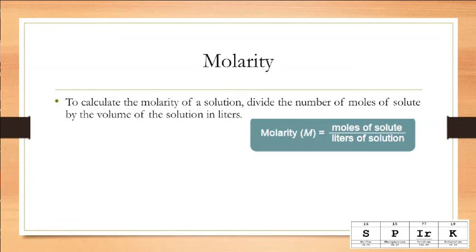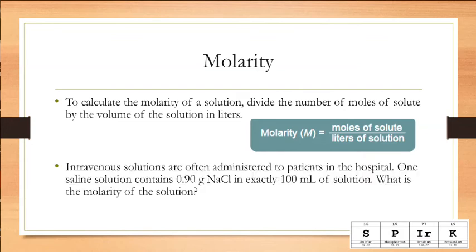To calculate the molarity of a solution, divide the number of moles of solute by the volume of the solution in liters. So you see that it's molarity, which is capital M, equals moles of solute over liters of solution. So intravenous solutions are often administered, so that's just an IV. They're often administered to patients in the hospital.